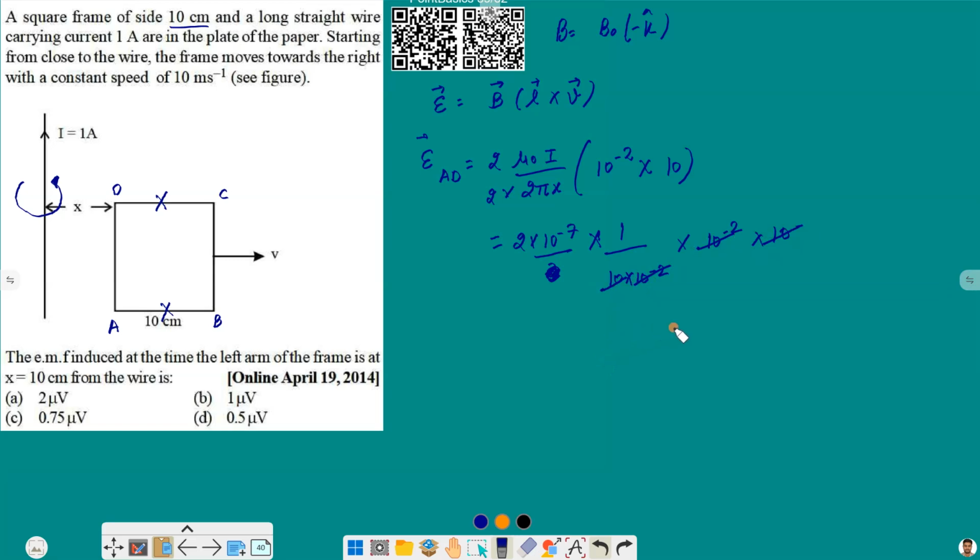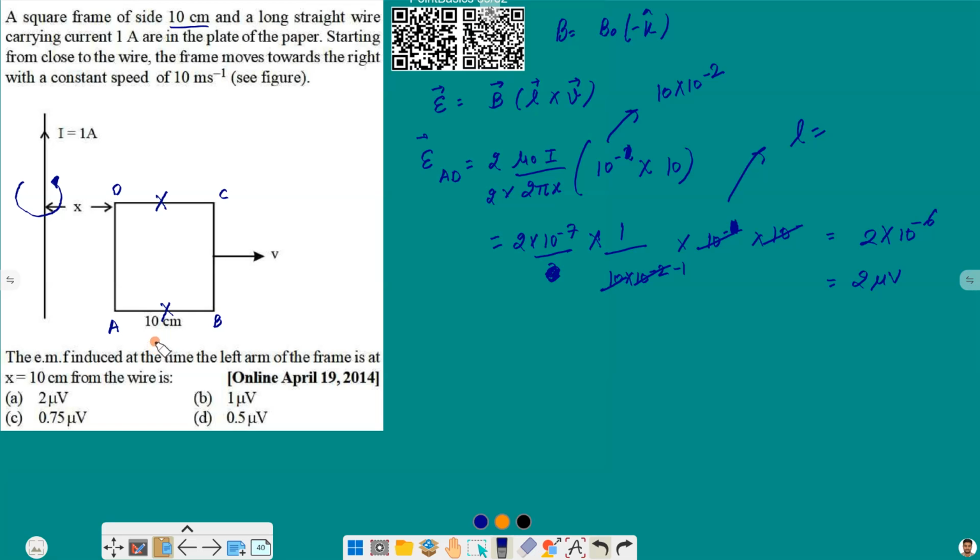And we have 2 into 10 raised to power... sorry, length was 10 centimeter here, so it will be 10 into 10 raised to power minus 2, so that will be 10 raised to power minus 1. So here we will have minus 1 left, so it will be 10 raised to power minus 6, or 2 microvolt. So this is the induced EMF on the AD part.